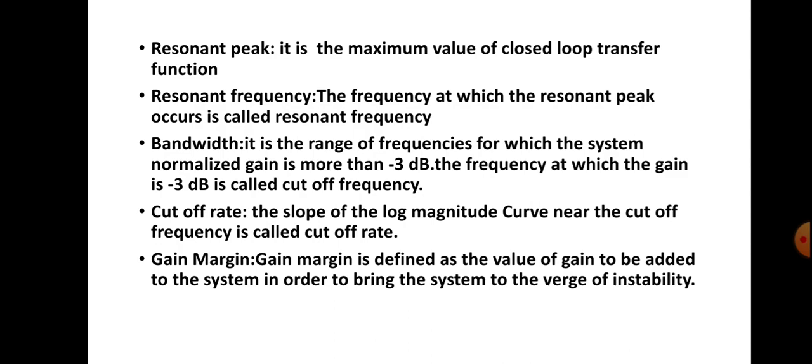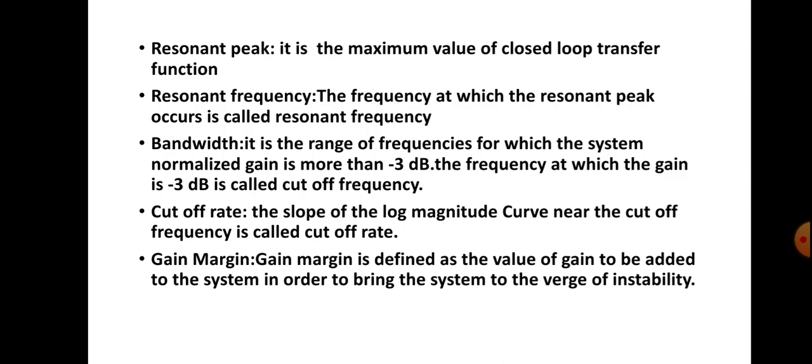So bandwidth is a measure of the ability of the feedback system to reproduce the input signal. A large bandwidth corresponds to a small rise time and fast response. Next is cutoff rate. The frequency at which the gain is minus 3 dB is called the cutoff frequency, and the slope of the log magnitude curve near the cutoff frequency is called the cutoff rate.